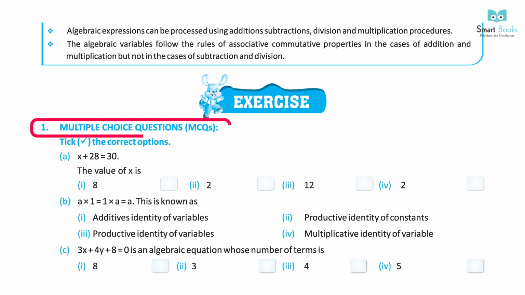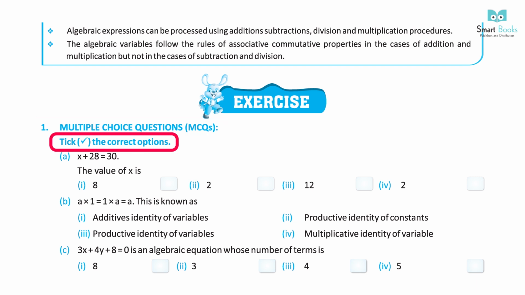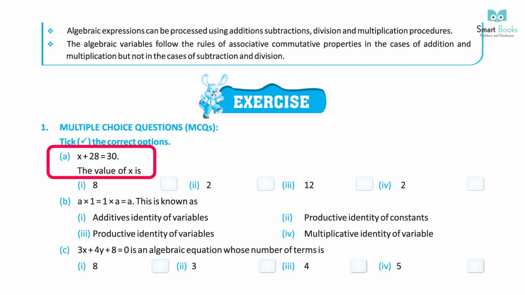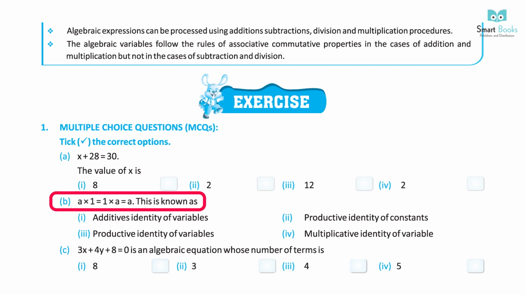Exercise. Question 1. Multiple choice questions. MCQs. Choose the correct options. A. x plus 28 equals 30. The value of x is: first, 8; second, 2; third, 12; fourth, 2. Solution. Second, 2. B. a into 1 equals 1 into a equals a.